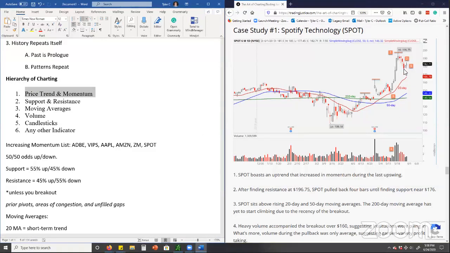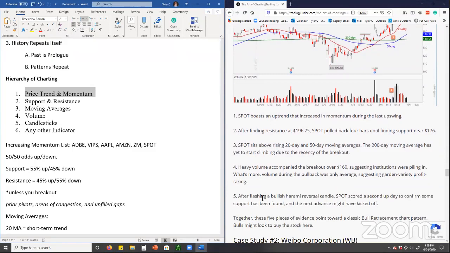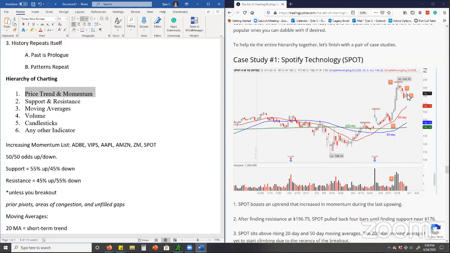So Spotify had a bull retracement pattern. Number 1, it had an uptrend increasing in momentum. Look at the pivots. Number 2, after finding resistance, it pulled back multiple bars towards a support level. Number 3, it's above all its moving averages, confirming that bulls control the trend on all time frames. Number 4, you had really good volume during the rally, confirming the strength of the uptrend, and then you didn't have much volume by comparison on the pullback. And number 5, you had a couple of bullish reversal candles. So together, all of those point towards this being a good setup.